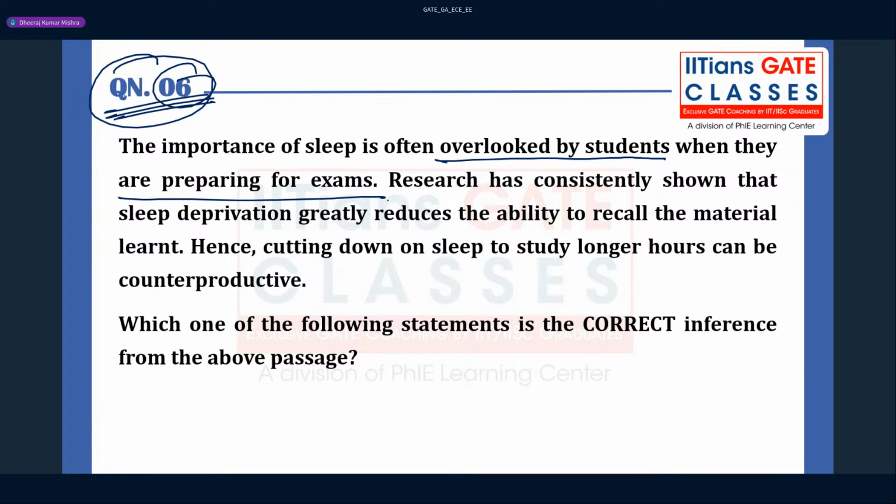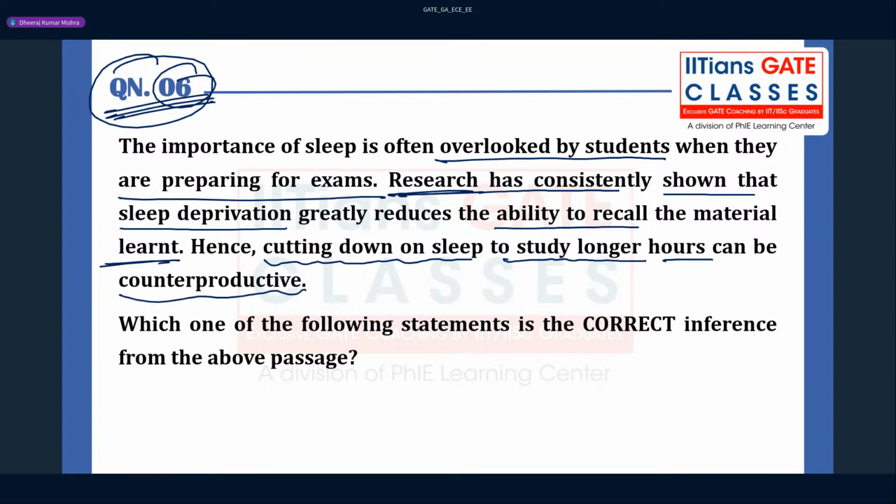When we are preparing for the GATE exam, we do not sleep overnight, and we delay sleeping till the morning. Research has consistently shown that sleep deprivation greatly reduces the ability to recall the material learnt. Whatever you have learnt, if you are not sleeping enough hours, there is a chance that you might forget things. That is proven according to the research. According to this passage, cutting down on sleep to study longer hours can be counterproductive. It will not be productive.